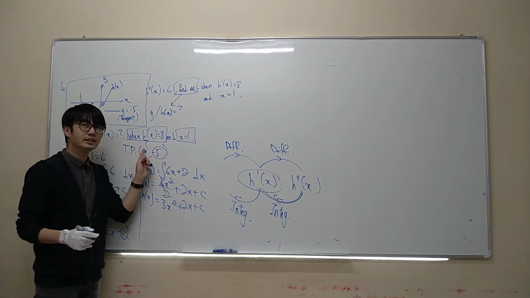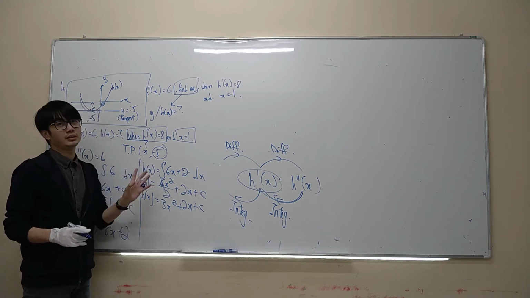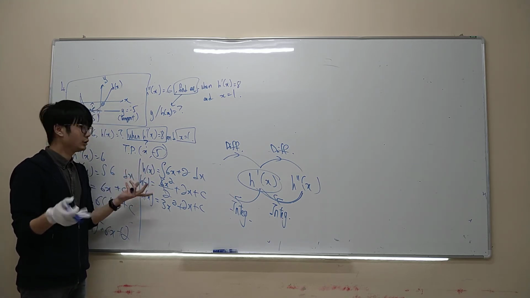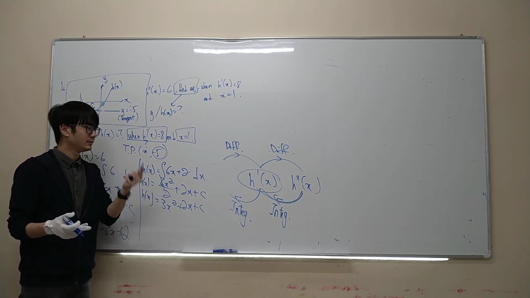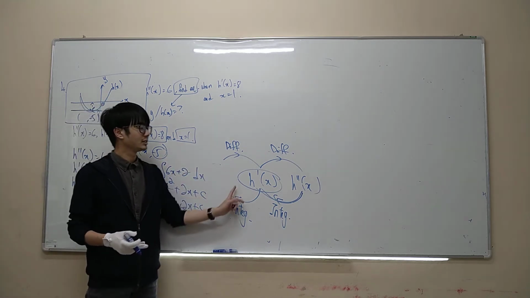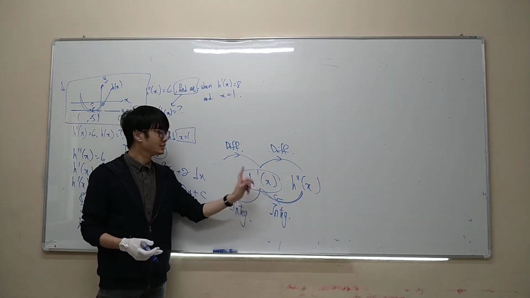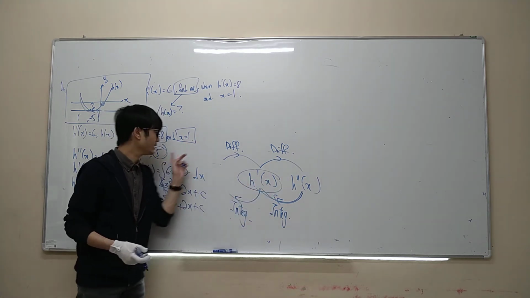How do I find the turning point? You need to know this. To find the turning point, you do dy/dx equals 0. In this case, your dy/dx is h prime x. Just take h prime x equals 0 to find the x coordinate.